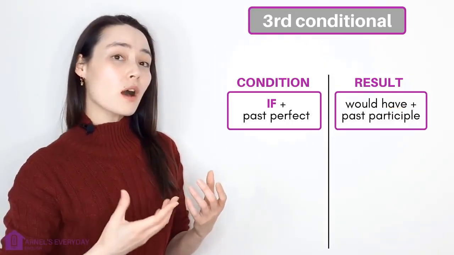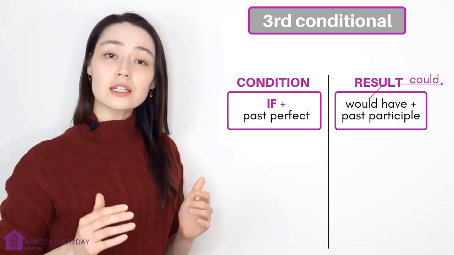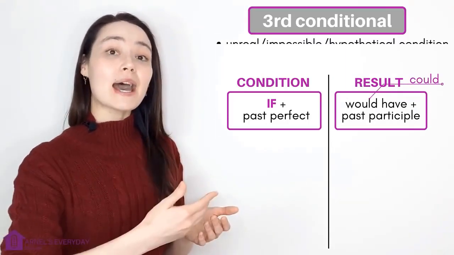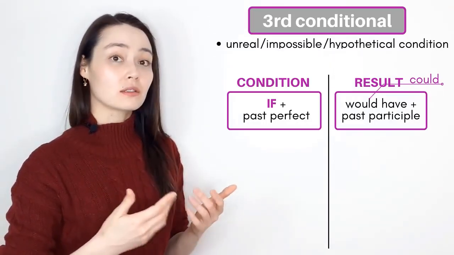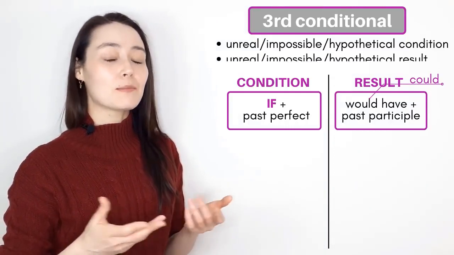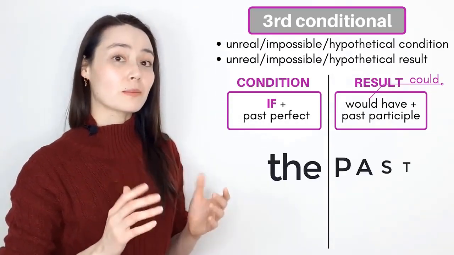Would is probably the most common, but you can also use could. We use the third conditional to speak about a past, unreal, impossible situation, condition, plus its impossible result. So third conditional is all about the past.